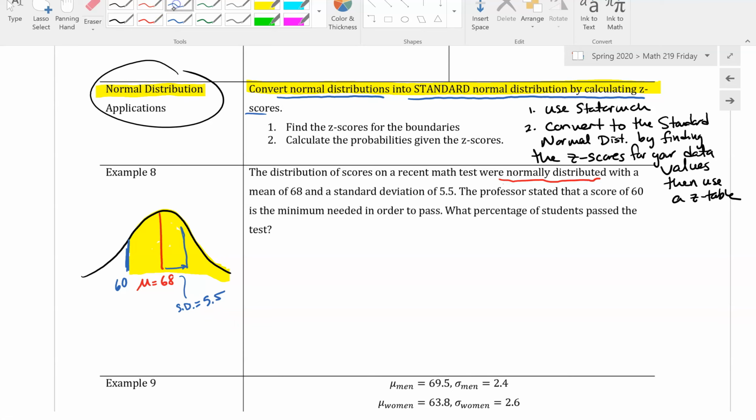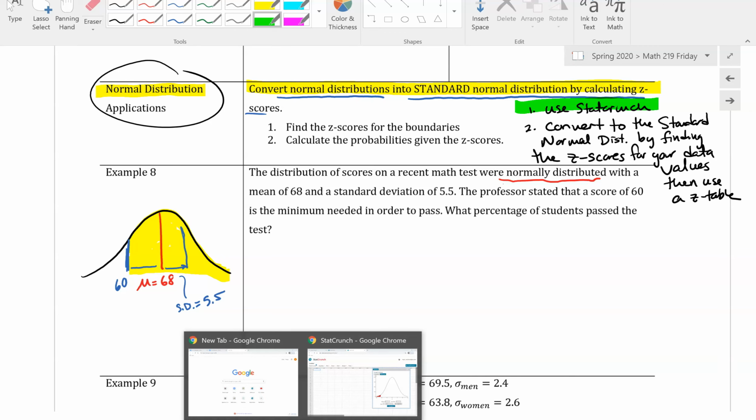Okay. Well, I can't use the empirical rule because if you think about it, the distance here is 8. This is 8 test points below the mean. That's not a whole number of standard deviations. That's kind of like 1.5 standard deviations or something. So what I need to do is either use StatCrunch or convert this to a standard normal distribution and use a z-table. Let's do StatCrunch first because that's going to be the easiest.